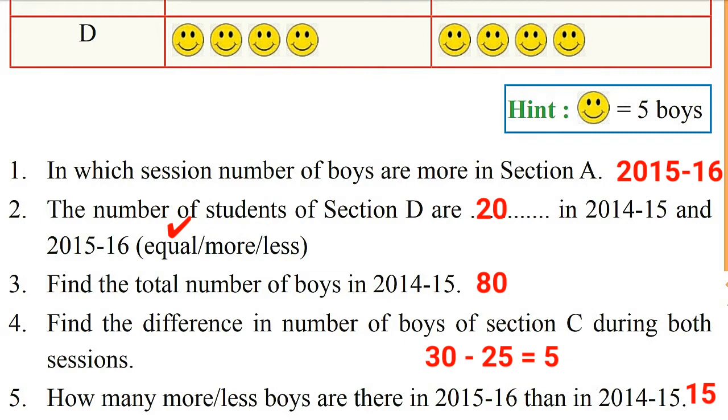Fourth, find the difference in number of boys of section C during both sessions. So here the difference is 30 minus 25 is equal to 5. Fifth, how many more or fewer boys are there in 2015-16 than in the 2014-15 session? So you can see the difference 95 minus 80 is equal to 15.